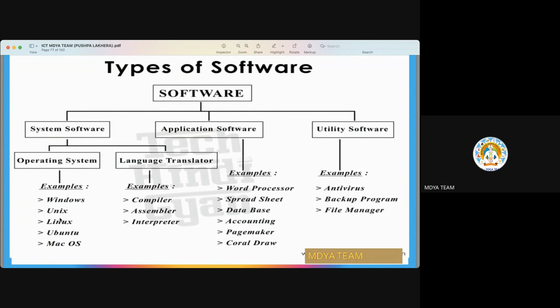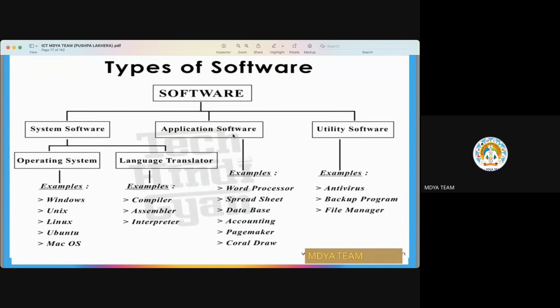Operating systems: different companies have their different sets of instructions, and they have given them names like Windows, which is of Microsoft, Unix, Linux, Mac OS, which is of Apple, and Android, which is of Google. There are so many operating systems depending upon the companies. And language translators are compiler, assembler, and interpreter. They are again groups of instructions which translate high level language to low and then low to high.